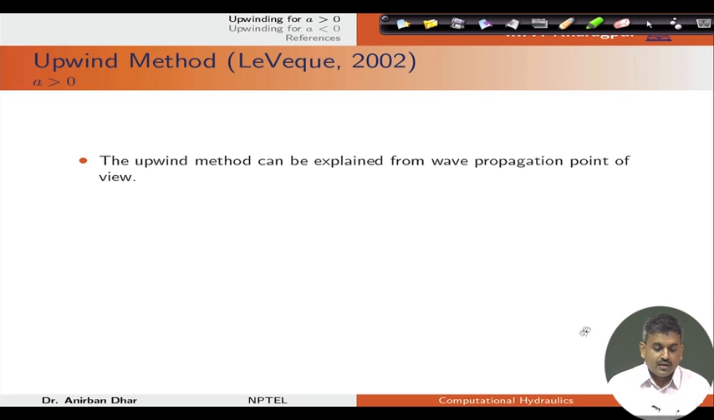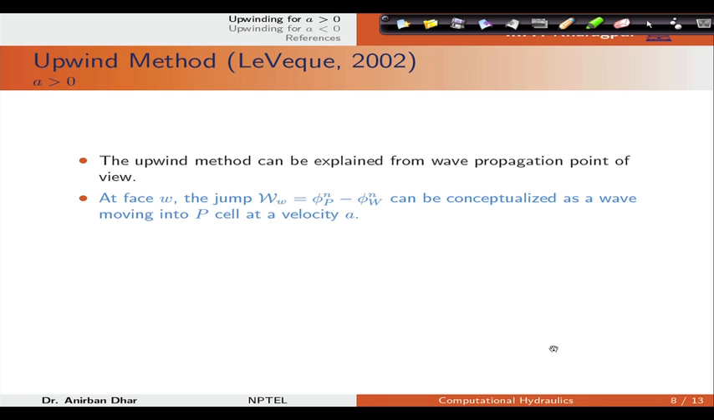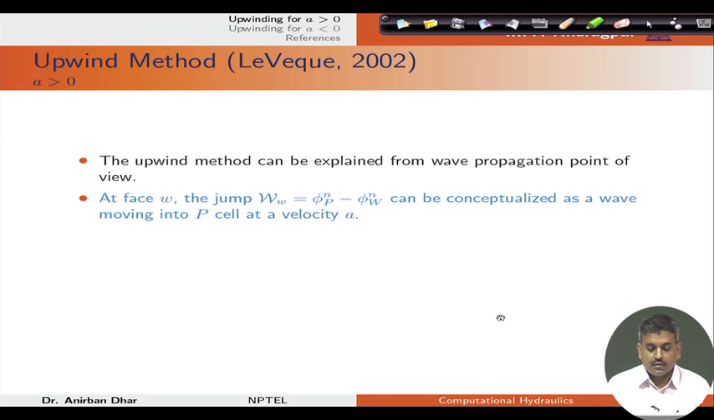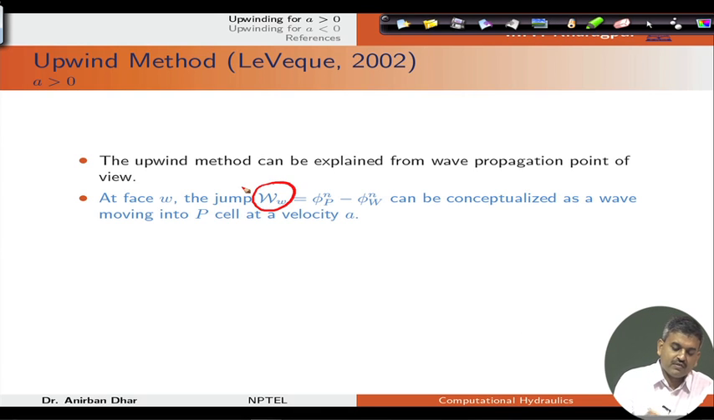So, upwind method can be explained from the wave propagation point of view. At W phase, we can see that there is a jump from phi W to phi P, which can be conceptualized as a wave moving into P cell at velocity a in this case.